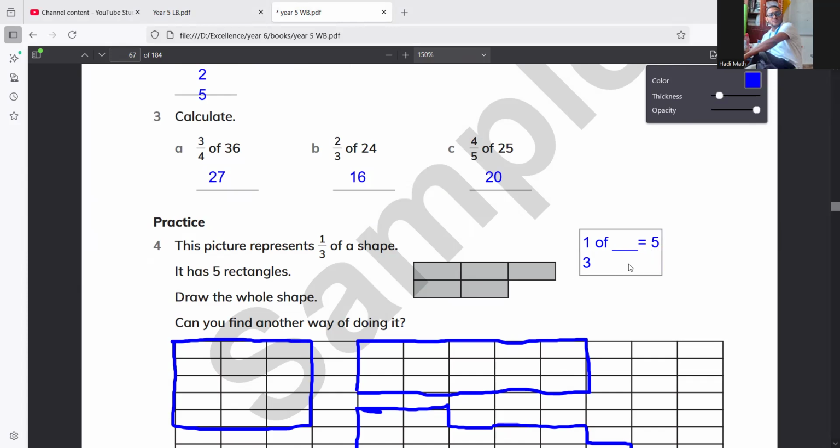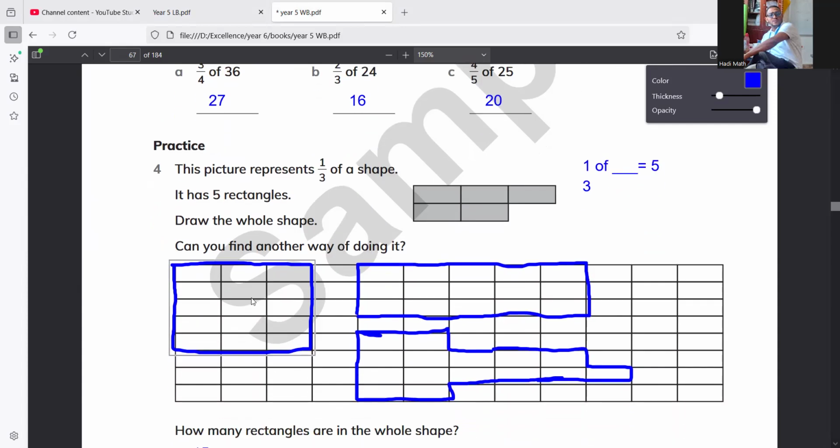Before you go, you need to understand. Here, the missing part is the number itself, not the final answer, or not the part. In this case, you say 5 multiplied by 3 is equal to 15, and then you divide by 1. Or you could say 5 divided by 1 is equal to 5, then you multiply by 3 is equal to 15. So the whole shape is going to be 15 what? 15 rectangles.